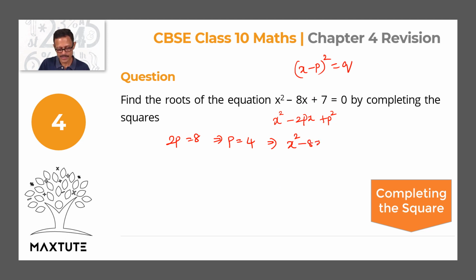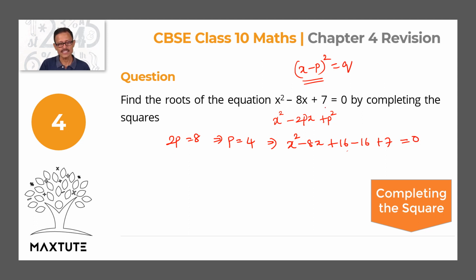X square minus 8x plus 4 square is a 16. That is what would have been an x minus p the whole square. We have an x square minus 8x plus 7, whereas we got it down here as an x square minus 8x plus 16. So all I'm going to do is, because we added a 16, let's subtract a 16 and add a 7. This number was added, this number is subtracted, we have written the 7 as it is. This is equal to 0.